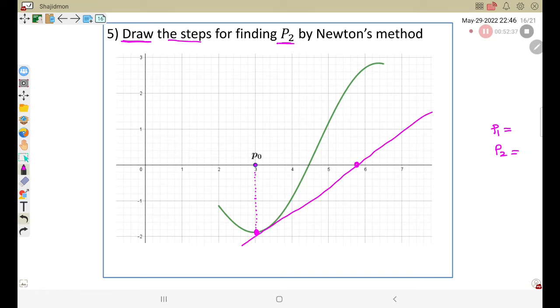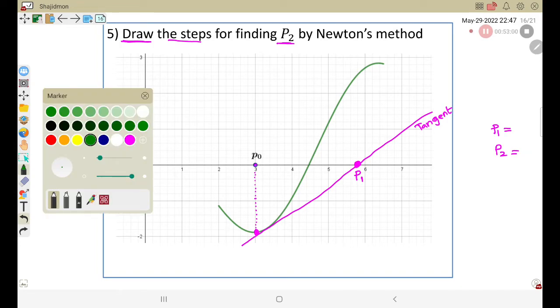Wherever it is touching the x-axis, this number is P1. This is only for procedure, the number is not correct. So P1 is coming here. This is the first approximation location. Draw the location for P2, that is the question. So P1 we got. Draw a tangent line passing through the point P0, mark the point P1.